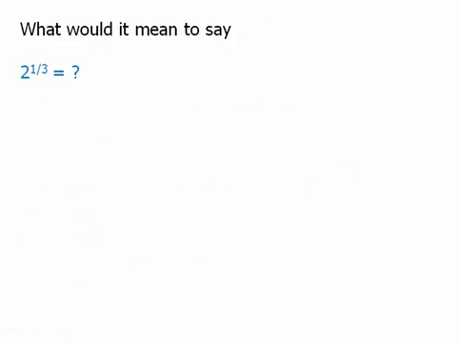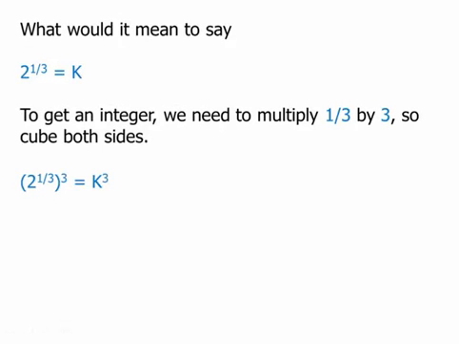Now, what would it mean to say 2 to the 1/3? Well, you might guess, but we'll follow this same process. Again, fill in a dummy variable, k. And now notice that if we multiply 1/3 times 3, we'll get a whole number. So we'll cube both sides. And of course, the right side just becomes k cubed. The left side, 2 to the 1/3 to the 3. Well, the 1/3 and the 3 get multiplied, and that just equals 1, so it's 2 to the 1, or ordinary 2. So k cubed equals 2.